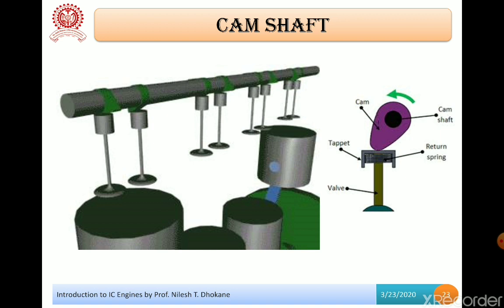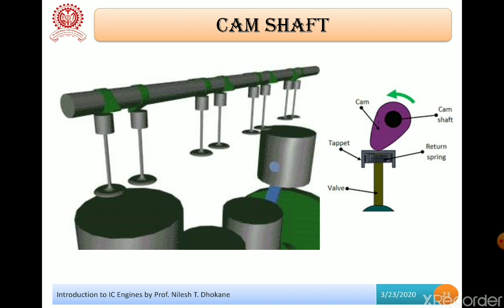This is the left hand side diagram. You can see there is a four cylinder engine, four pistons, and at the top of the pistons there are eight valves, four inlet valves and four exhaust valves. How the camshaft allows the opening and closing of these is shown. The cams are on the camshaft in green color, so that when a cam comes in contact with the valve, it will open and then it will close. It is spring loaded.